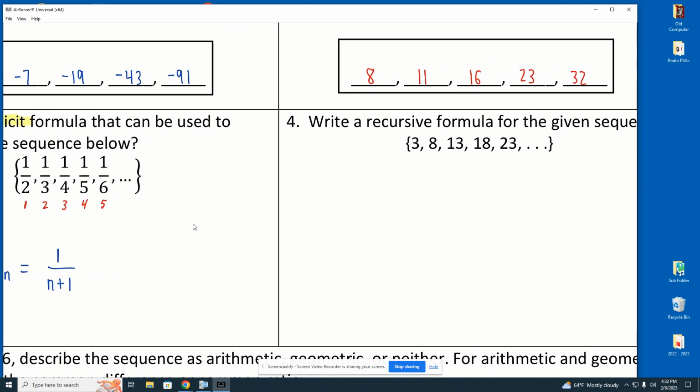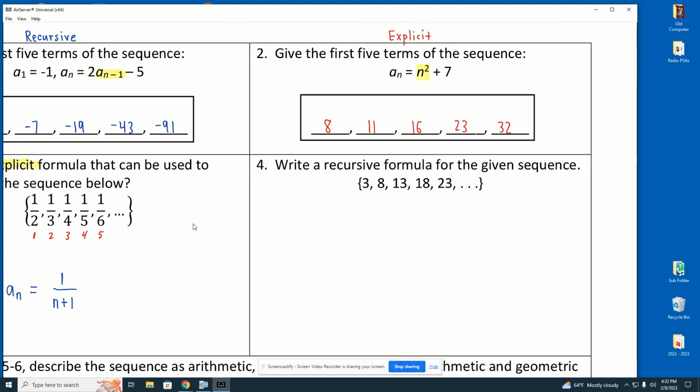Okay, now number 4, you have to think differently. You think differently because it's recursive. Recursive means, what did I do from 3 to get to 8? Well, think about it. It looks like I added 5. Well, is that what happens every time? Am I adding 5? Adding 5? Sure enough, that's what's happening. Every time I'm adding 5. So that is my change that is occurring.